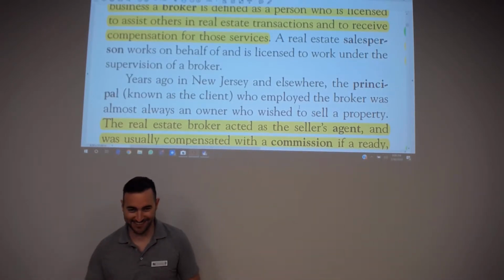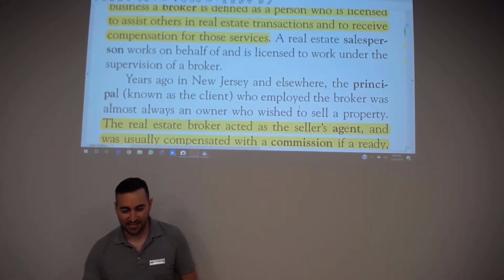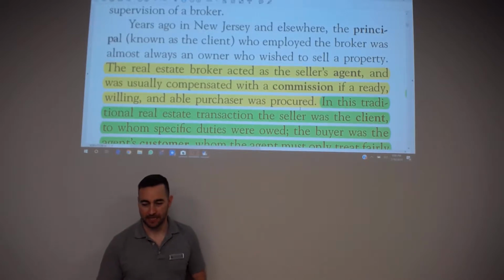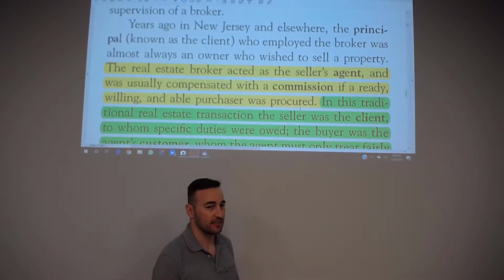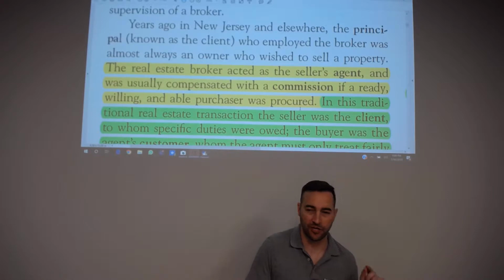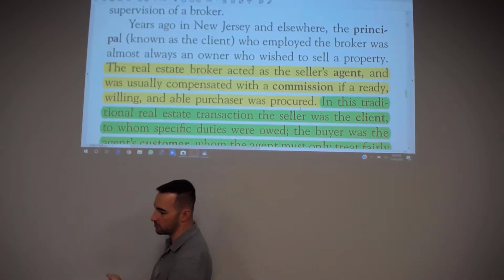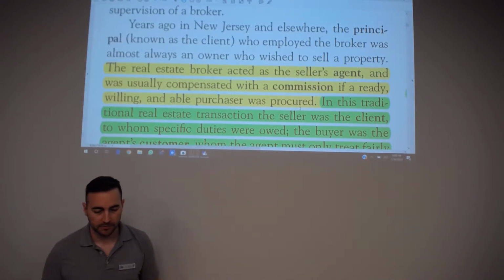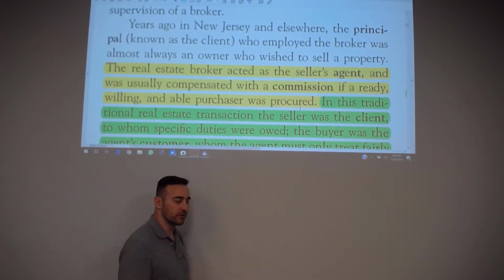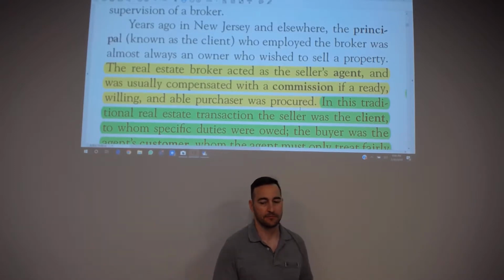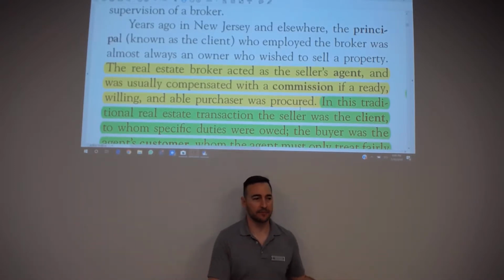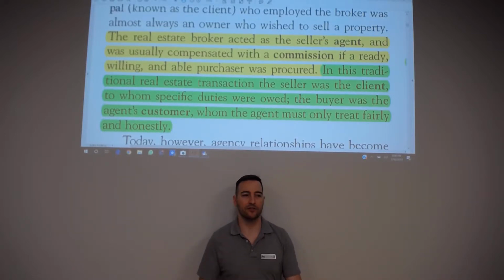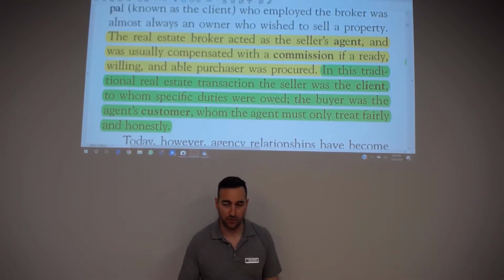Very good. Now, years ago in New Jersey and elsewhere, the principal, we're on page 22, the principal known as the client. So every time you see principal, think of client. Underline principal, underline client. Who employed the broker was almost always an owner who wished to sell the property. So back in the day, we represented sellers most of the time. Buyers did not use us to represent them. So it was mainly the sellers.